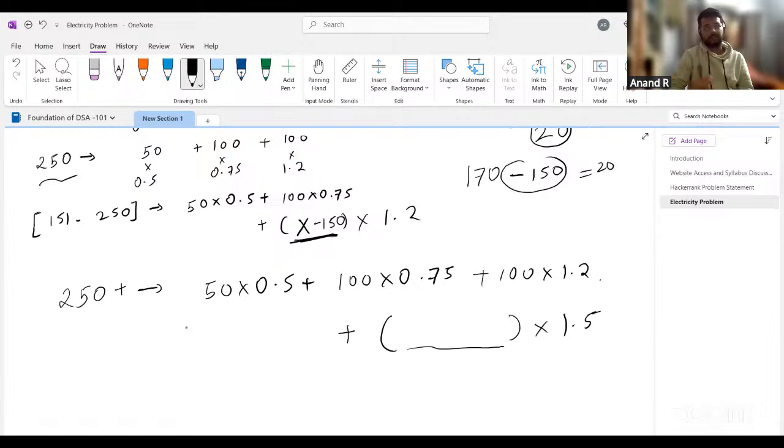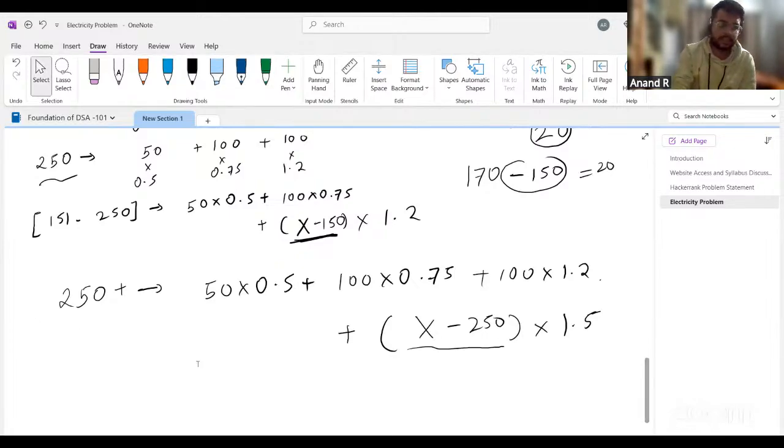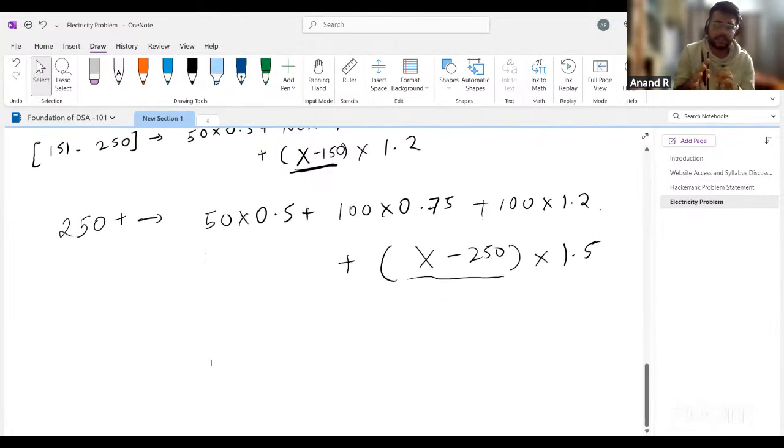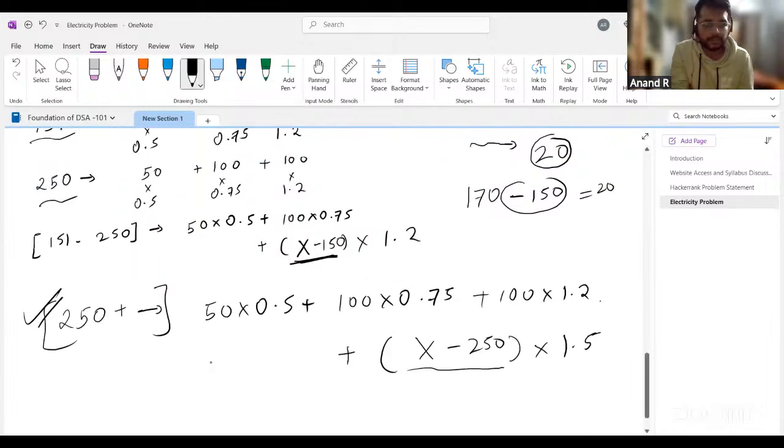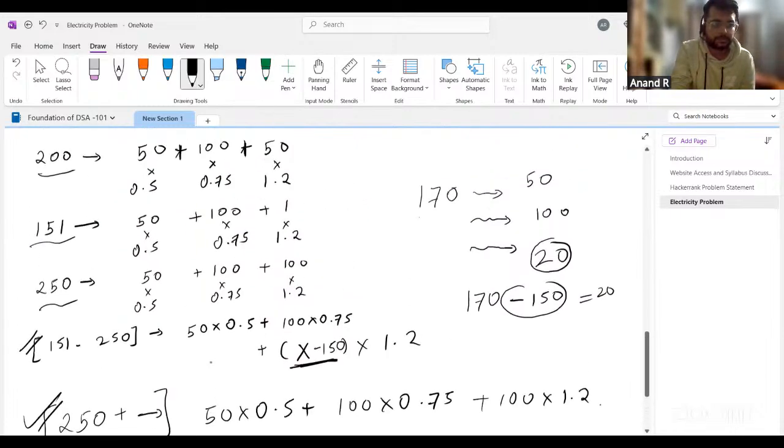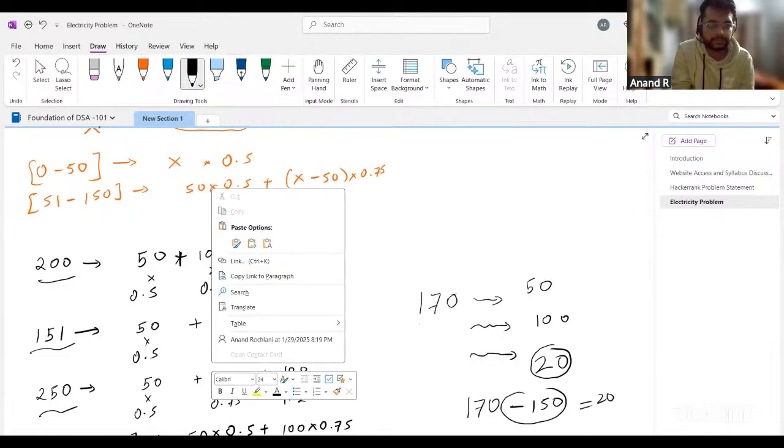How can I know the remaining number of units for which I have to compute the electricity bill? For the first 50 units, we did it. For next 100 units, we did it. And next 100, we did it. So what is the remaining unit? Correct. X minus 250. Right. X minus 250, and it will work. So can I say that there are four such conditions? One, two, three, and four.